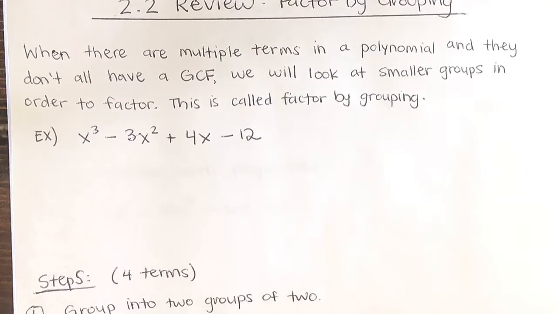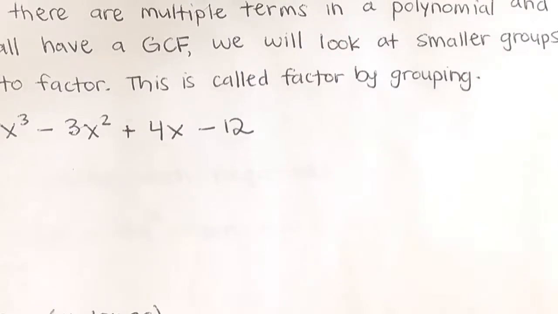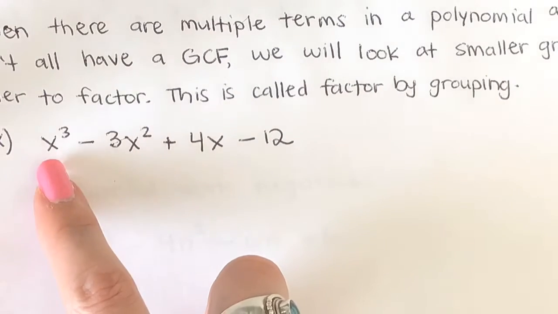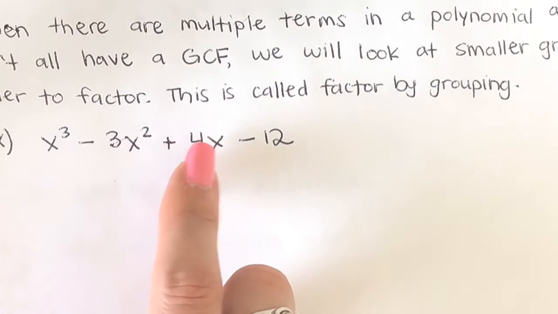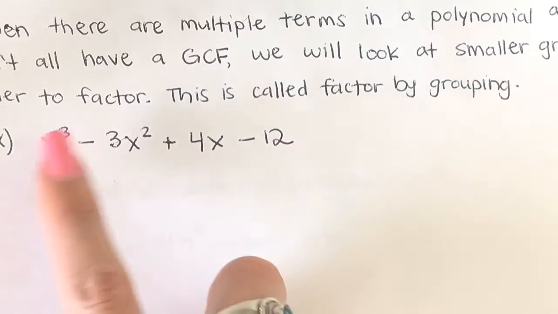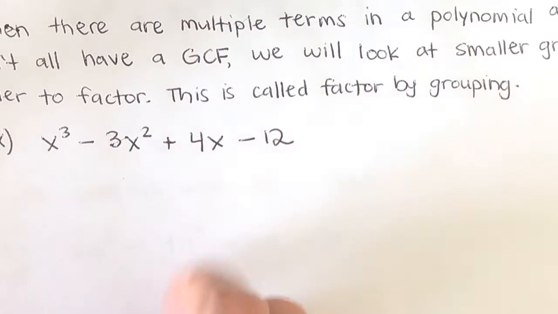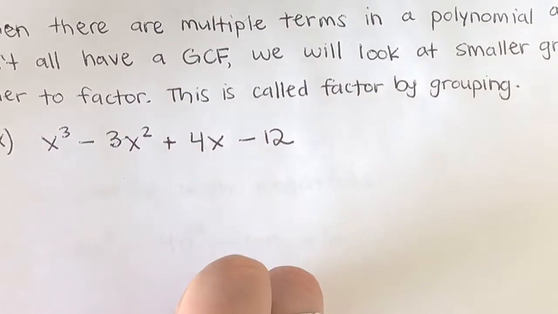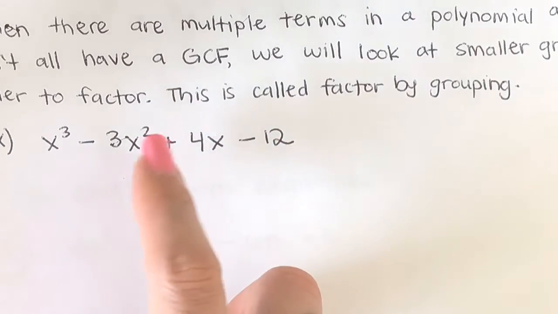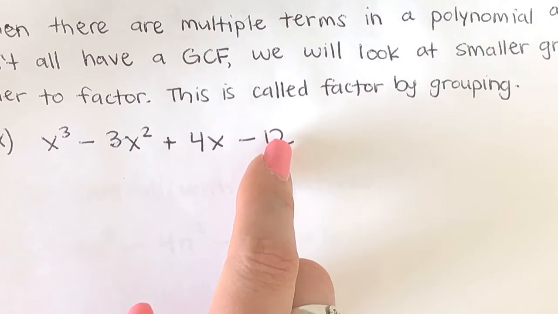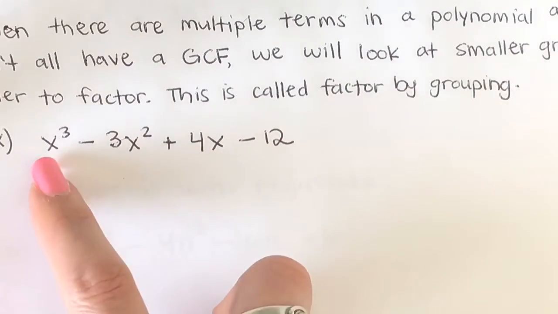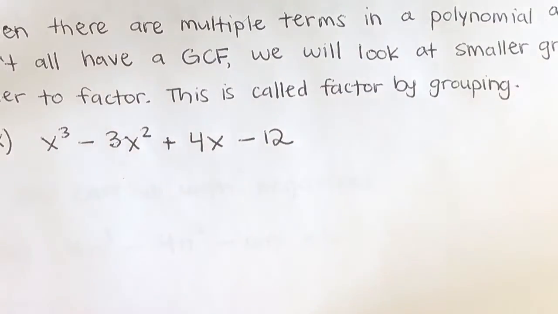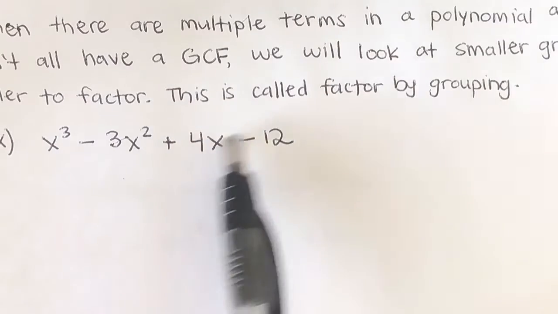So if I look at this first example, let me zoom in a little bit. We have 4 terms here. And if I look at each term, x cubed, 3x squared, 4x, and 12, all 4 of these together don't have a common factor. These 3 all have an x I could take out, but the 12 doesn't, so I can't take an x out. I could take a 3 out of these 2, but I can't take a 3 out of the x cubed or the 4x. I could take a 4 out of these 2, but I can't take a 4 out of these 2. So there's not one thing that I can take out of all 4 terms.